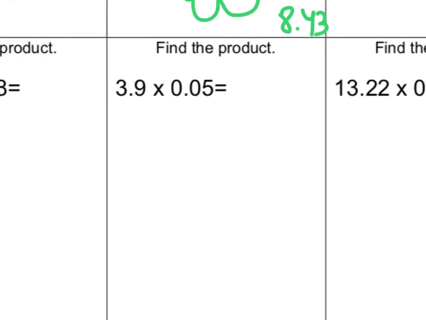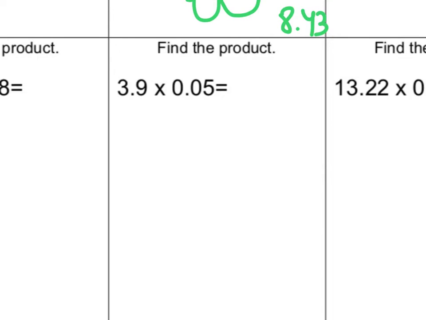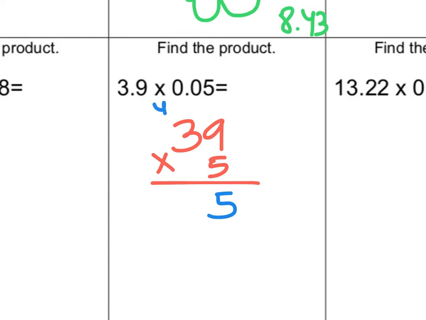For number 2, it says find the product. We're going to imagine that 3.9 is 39, and we're going to multiply that with 5. 5 times 9 is 45, we carry the 4. 5 times 3 is 15, add 4 makes 19. We have 1, 2, 3, so our answer is going to be 0.195. If you want, you put a 0 on the very front.